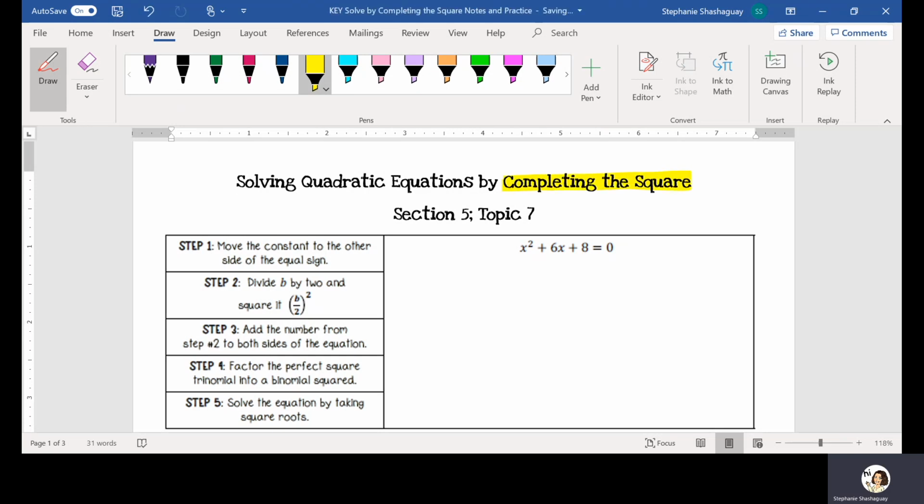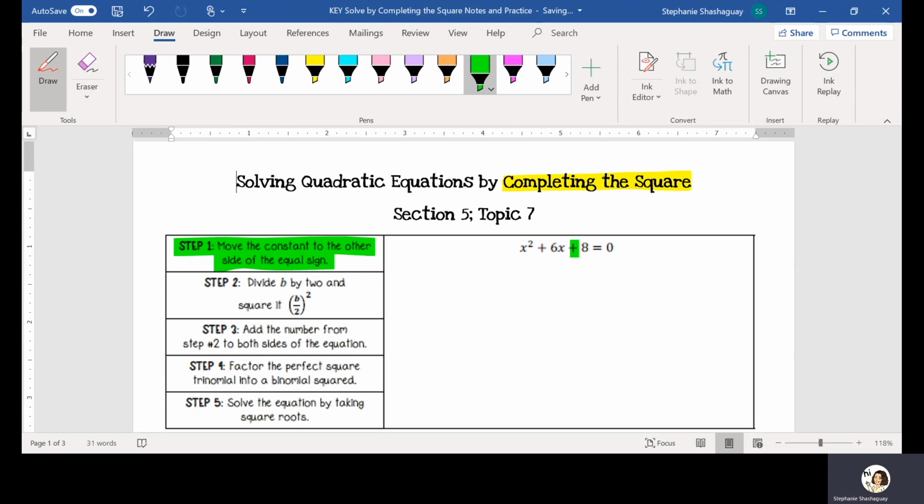So far, we have learned how to solve quadratic equations by factoring and by taking square roots. This method of completing the square is basically a combination of the two. We're using what we know from factoring and what we know from square roots, and we're going to combine it to complete the square. So step 1, we're going to move the constant to the other side of the equal sign.